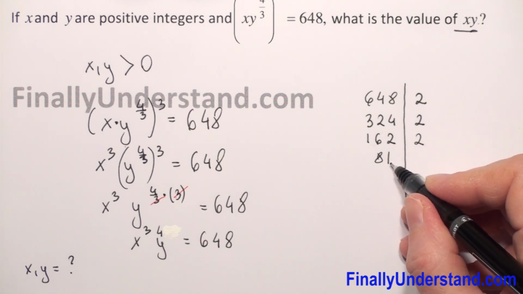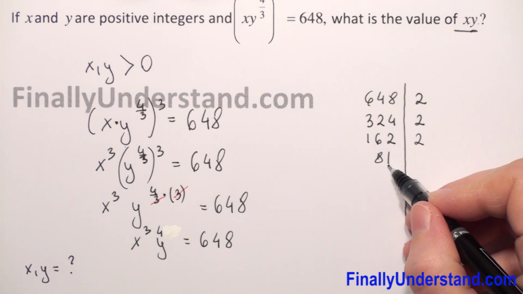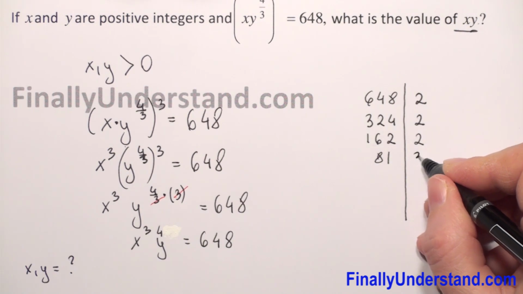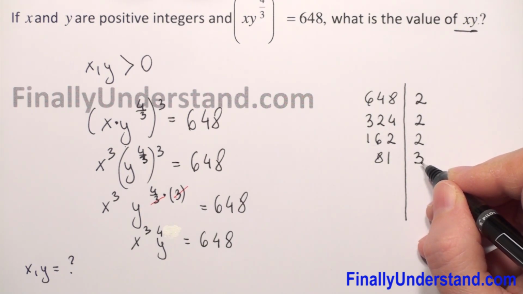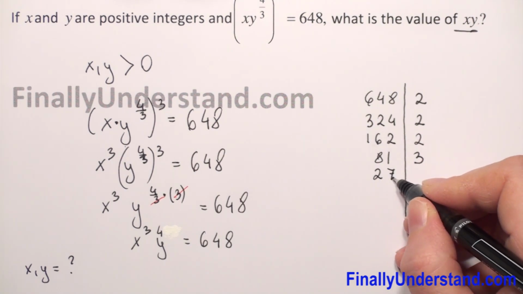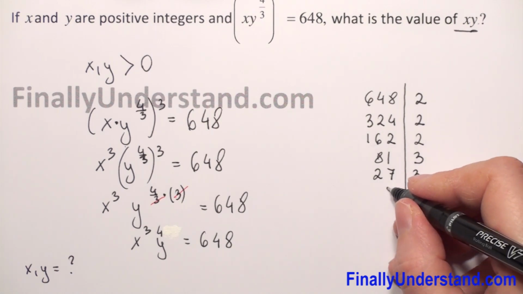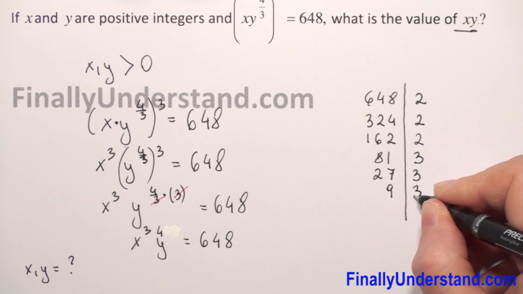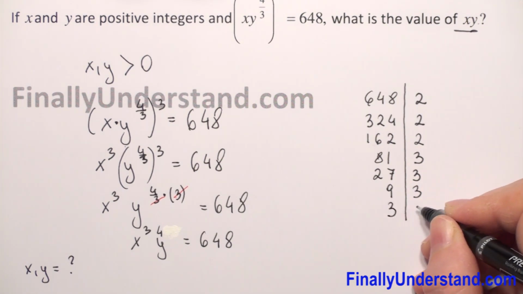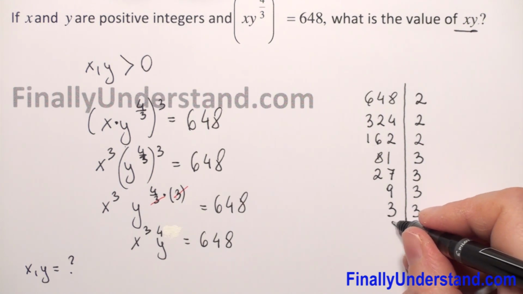Now we cannot divide by 2 because at the end we have 1, but when we add these digits, 8 plus 1 is 9. 9 is divisible by 3, so we can divide this number by 3. 81 divided by 3 is 27. Again, 2 plus 7 is 9, so we can divide this number by 3. 27 divided by 3 is 9. 9 we can divide by 3 again. 9 divided by 3 is 3. And 3 we can divide only by 3. So we have at the end 1.